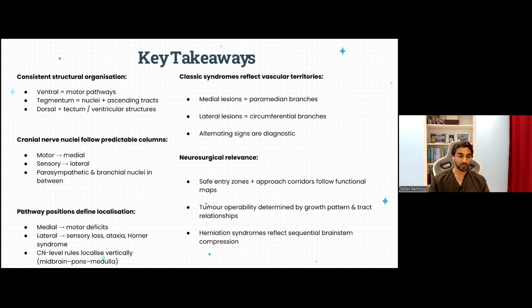Vascular territories mirror this organization, with paramedian branches supplying the medial structures and circumferential branches supplying the lateral territories. And that's why brainstem pathology produces distinct and recognizable clinical patterns. From a neurosurgical standpoint, safe entry zones, operative corridors, and approach selection are all grounded in this functional map.